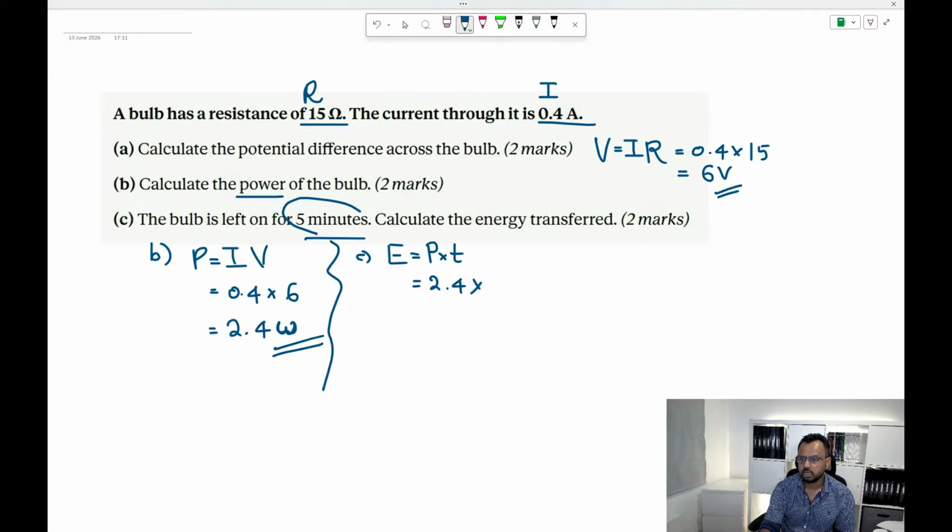Time is 5 minutes. Now, look, you can't put minutes. You have to get it into seconds. So that will be 5 times 60. So all we need to do is 2.4 multiplied by 5 times 60. And that gives you the answer as 720 joules. Done and dusted.